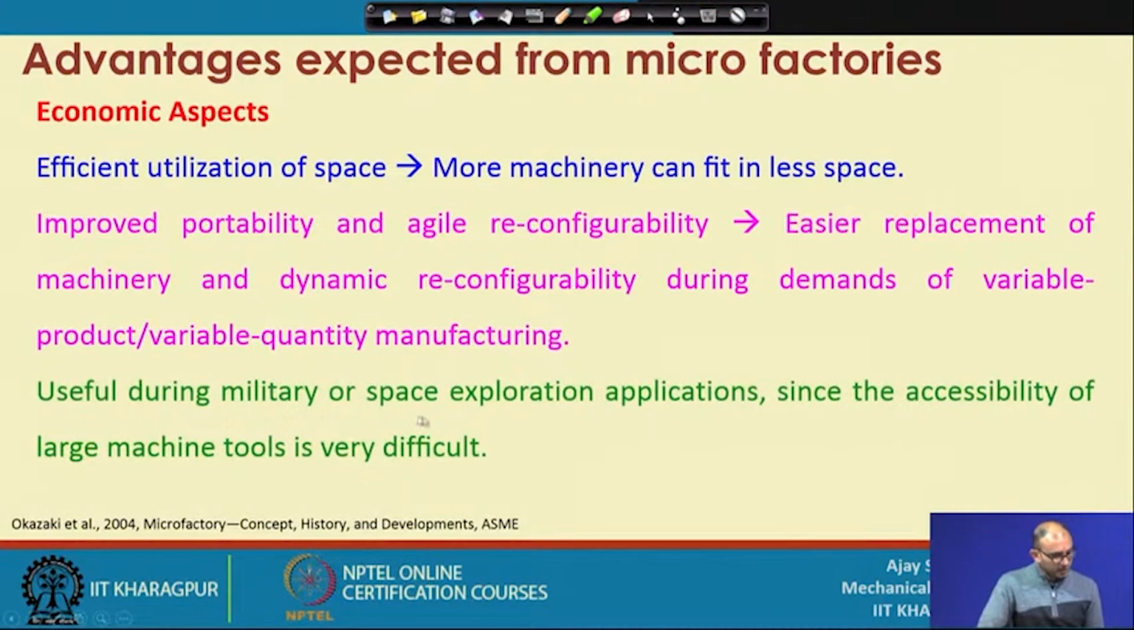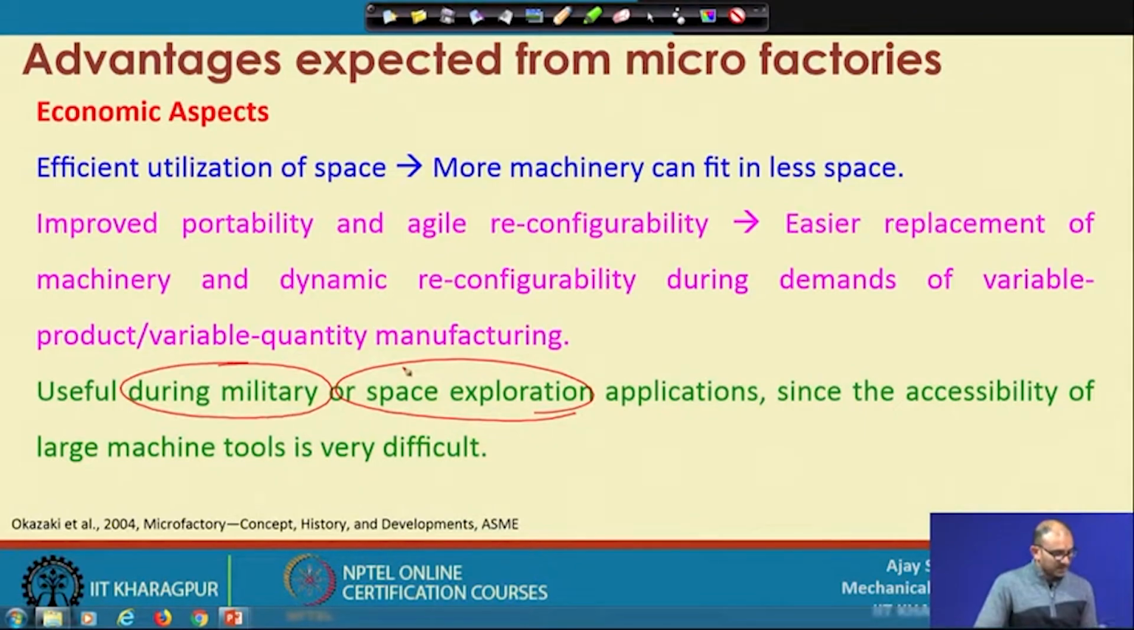Right. So, it is useful during military or space exploration applications, since accessibility of a large machine tool is very difficult. This example is very important here, because these are two locations where size and volume matter. Suppose there is some type of military operation going on, and some machine or weapon is damaged because of an attack. Now you want to replace some small bolt or do some tube fabrication at a very small scale, but you cannot move the lathe machine and milling machine.